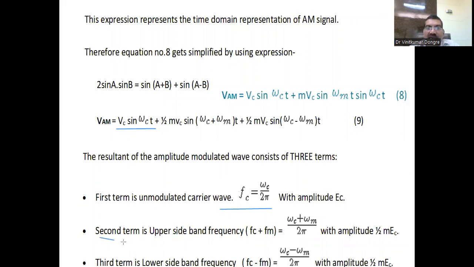Then the second term is the upper band, FC plus FM. This FC plus FM is in normal frequency mode. Omega is the angular frequency. So the second term is this, omega C plus omega M, divided by 2 pi, meaning I converted it into frequency in F. So angular frequency and normal frequency, it is okay. So with amplitude, now what is its amplitude? This one, 1/2 MEC.